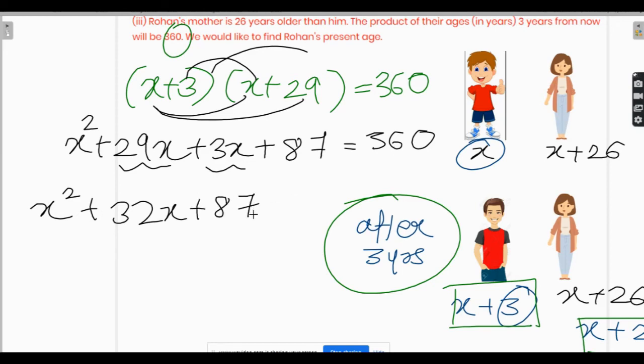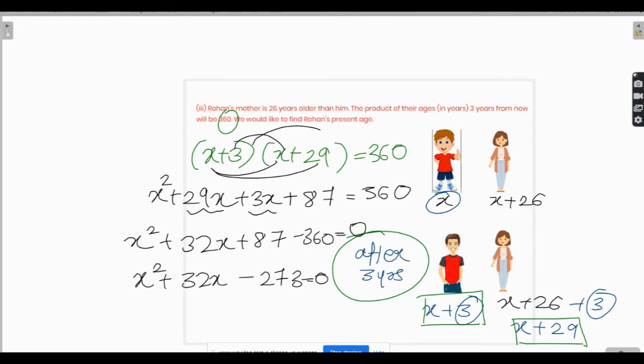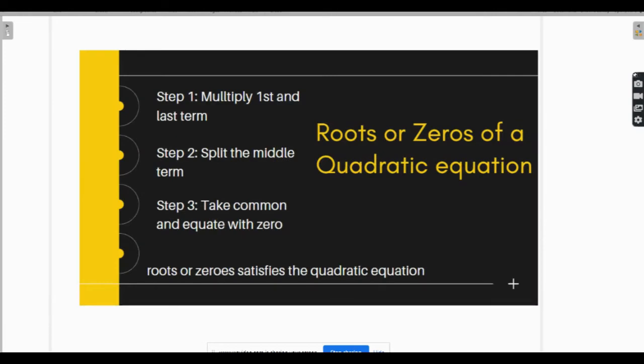This plus comes this side, becomes minus, and you have 0 here. So x square plus 32x minus 273 is equal to 0. So with this diagrammatic representation, I hope the question was much simpler for you. Now let's quickly look at what are the different types of methods with which you can find the roots or zeros.